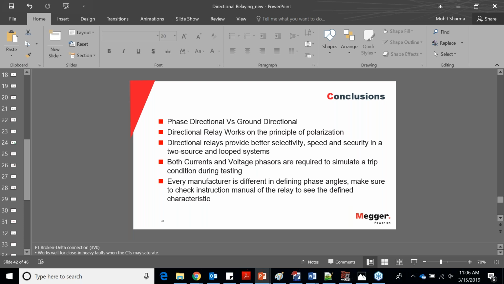Mohit, on slide 21, someone was asking, are the phase-to-phase vectors pointing in the right direction on your diagram?